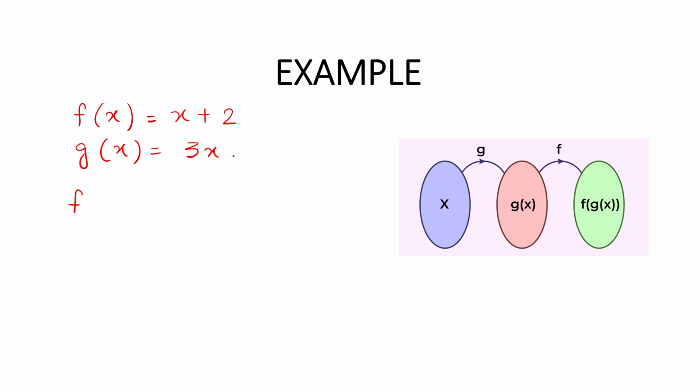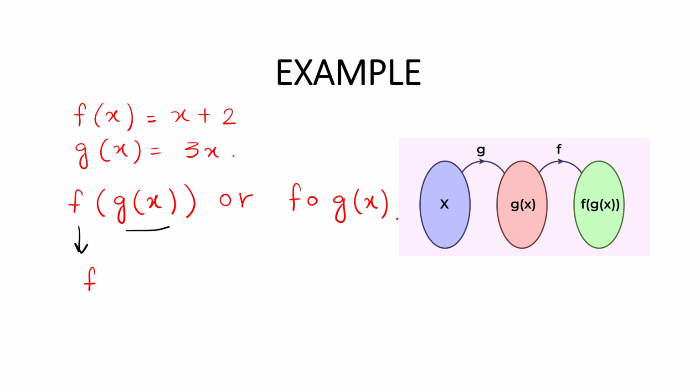Composition is represented as f of g of x or f circle g of x. First use the g function, then f. Remember, write the function within brackets first. So we will write this f as it is, and g of x is 3x.